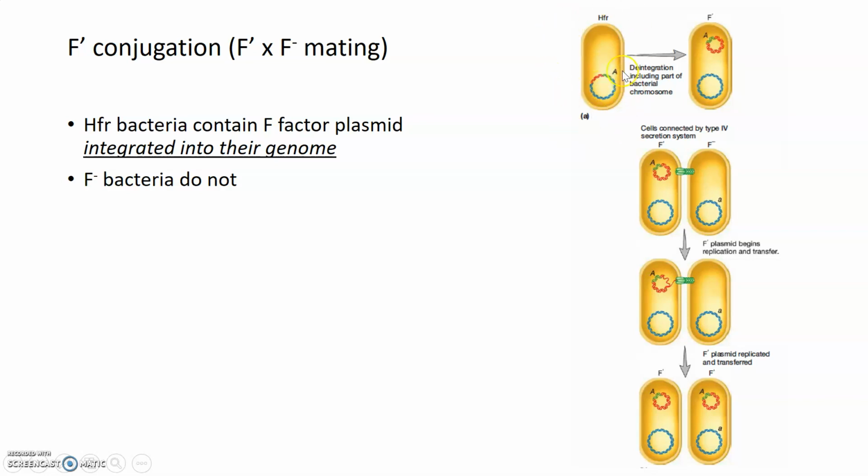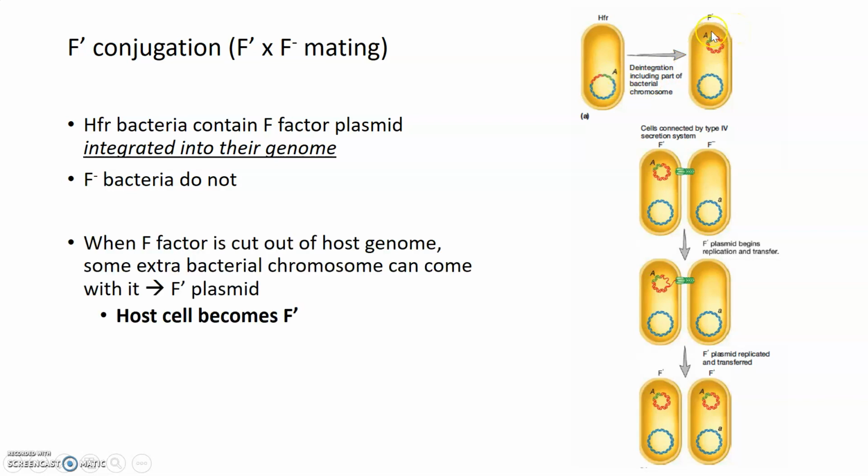So those HFR cells have F factor integrated into their bacterial chromosome, as you can see here, right? So the chromosome is in blue and the F factor plasmid that's integrated is in red. But there is a way to cut out that F plasmid through a process called excision. And sometimes when that happens, you get not only the F factor plasmid, which you can see in red, but a little bit of extra from the bacterial chromosome itself, which you can see in green.